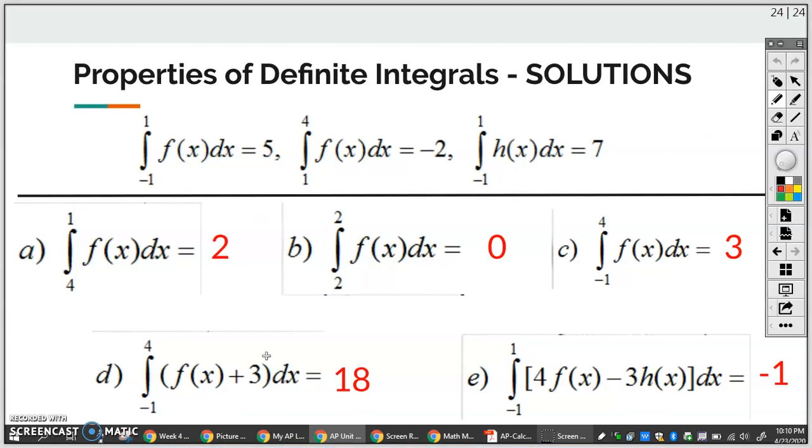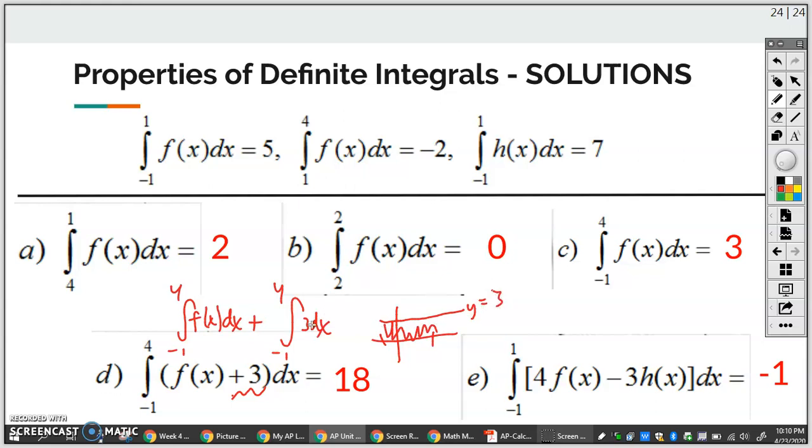The most common misconception is this plus 3. So you either need to think about this as the integral from -1 to 4 of f of x dx plus the integral from -1 to 4 of 3 dx. And then you can find this value using these integrals. To find this value, you should either think about the graph of the line y equals 3, and then what area would be underneath it. Or think about the integral. So the integral of 3 would be 3x, and evaluate it from -1 to 4. And we'll talk about that later on in this slideshow.